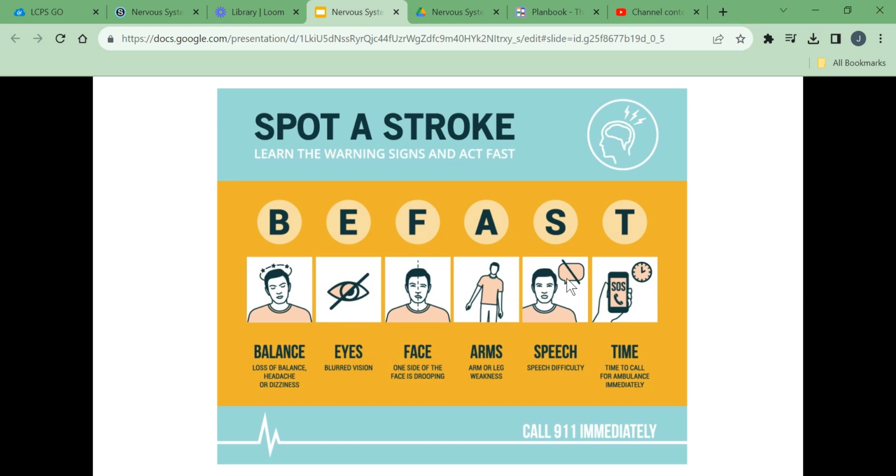F is for face. If you see one side of the face drooping. A is for arms, and that refers to arm or leg weakness. S is speech difficulty. And then T is time to call for an ambulance immediately.